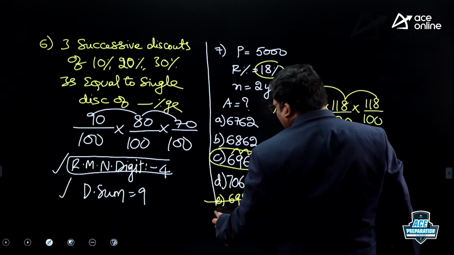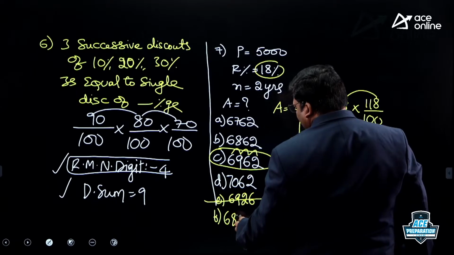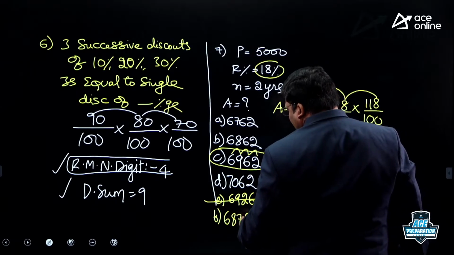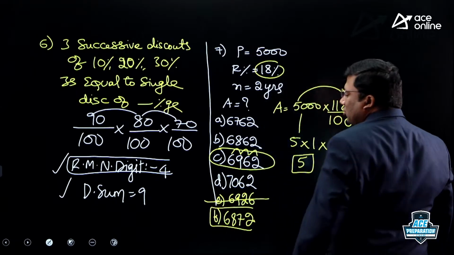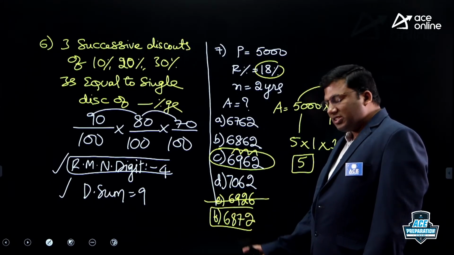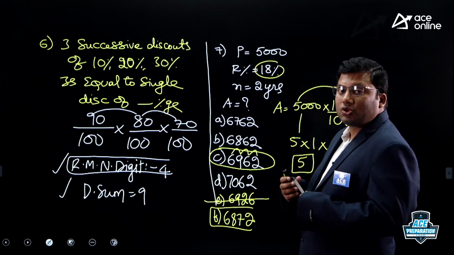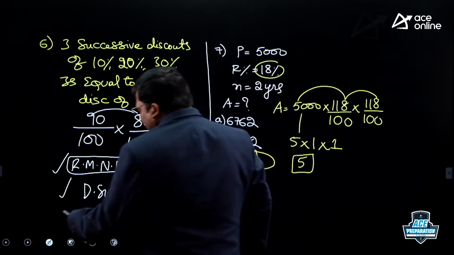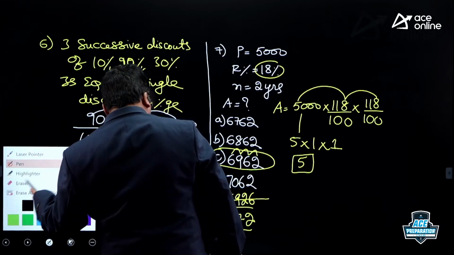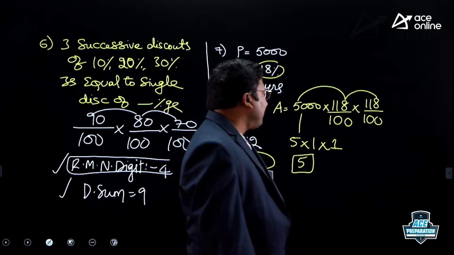Sir, what if there is an option 6872? A smart student might ask me a doubt. 6 plus 8, 14. 14 plus 7, 21. 21 plus 2, 23. What is 2 plus 3, 5? Each and every question, analyze it after the class.